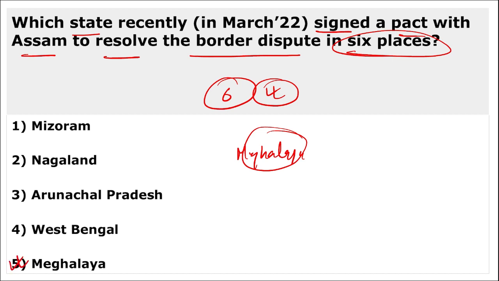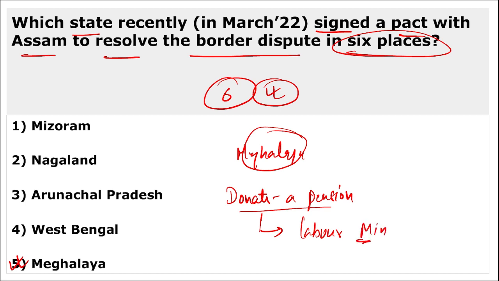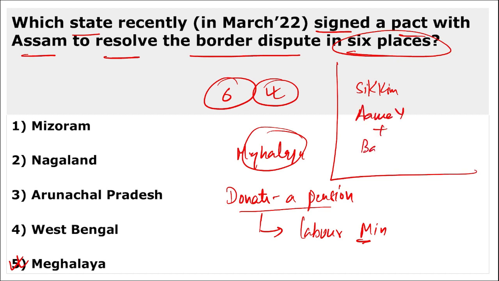Then tell me, which ministry started the Donate a Pension program? This Donate a Pension program was launched by the Labour Ministry. Then if we are talking about the Sikkim government, remember 2 schemes were launched by the Sikkim government. They are the Ama Yojana and your Bahini scheme. They both were launched by the Sikkim government.